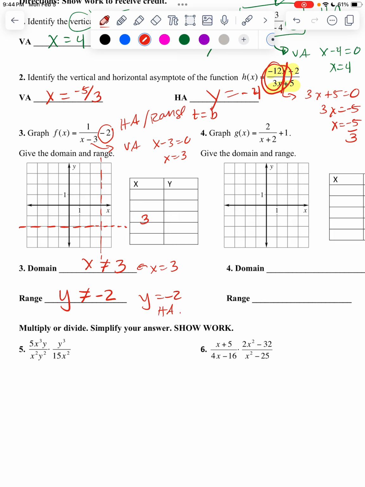I like to put the vertical asymptote number in the middle of the table. Then I do 2 numbers before and 2 numbers after. And to be honest, you really could do just 1 because you only need to know which side of the asymptotes.